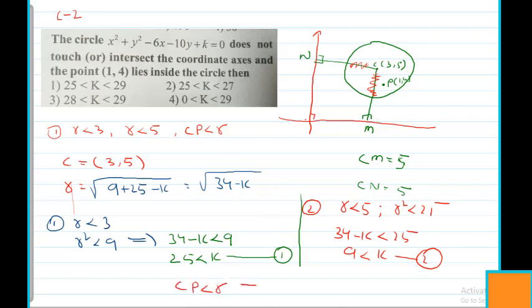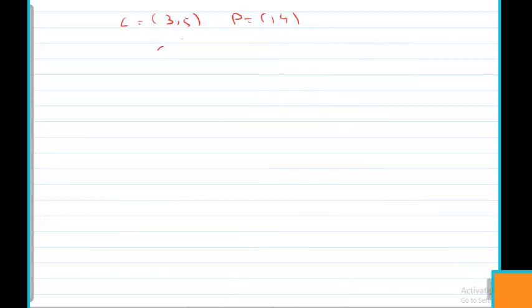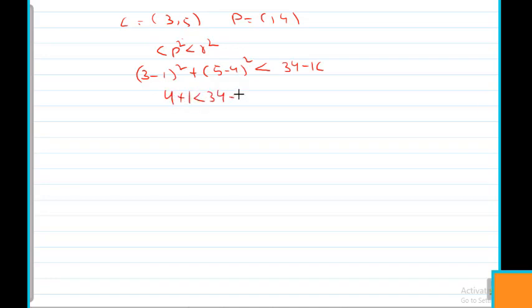Okay students, so what is the third condition? CP less than r means CP square less than r square. CP square means (3 minus 1) whole square plus (5 minus 4) whole square, less than r square, which is 34 minus k. 3 minus 1 is 2, square is 4, plus 1 is 5, less than 34 minus k, or k is less than 34 minus 5, that is 29. This is the third.